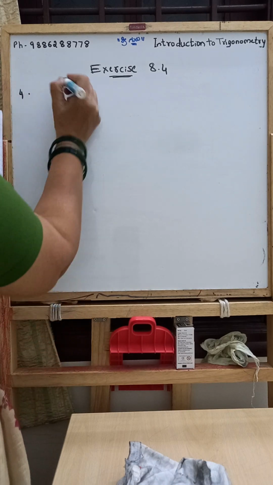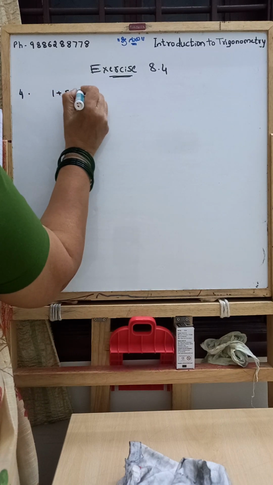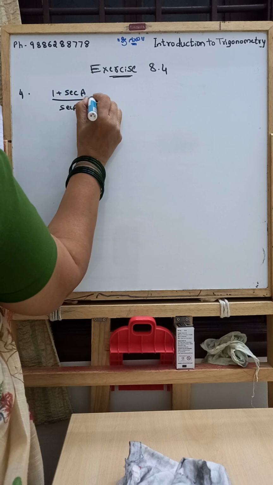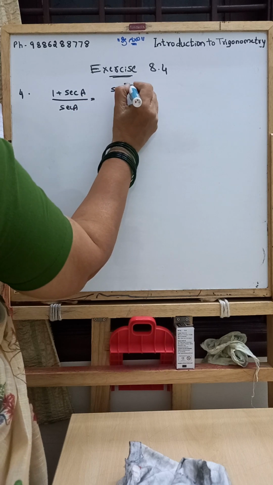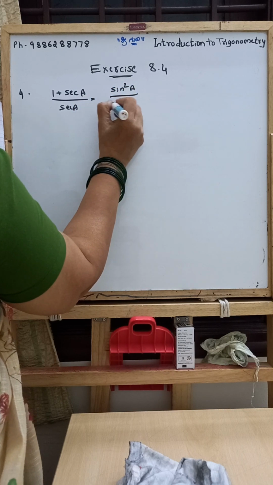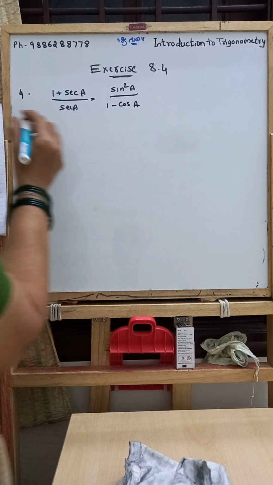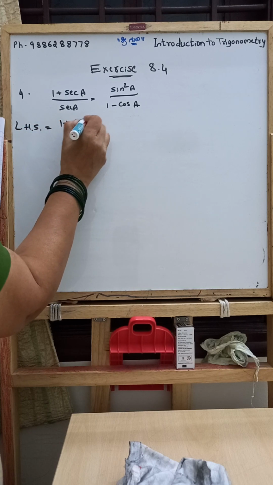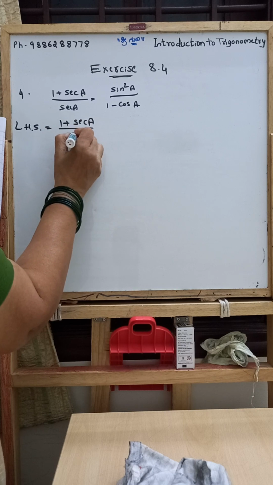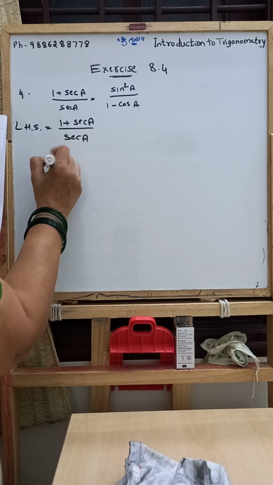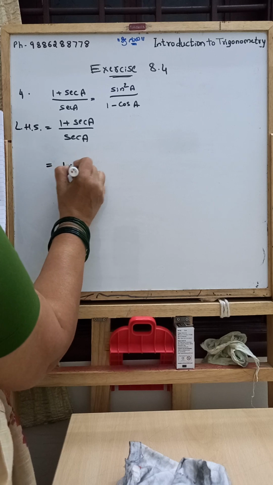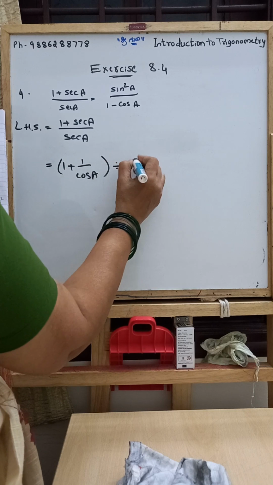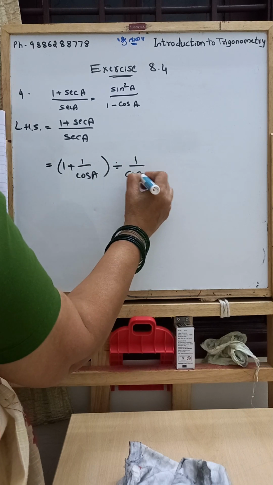The fourth one: (1 plus sec A) divided by sec A is equal to sin square A divided by (1 minus cos A). So, we'll start with LHS. 1 plus sec A divided by sec A is equal to 1 plus 1 upon cos A as the numerator, and the denominator is 1 upon cos A.